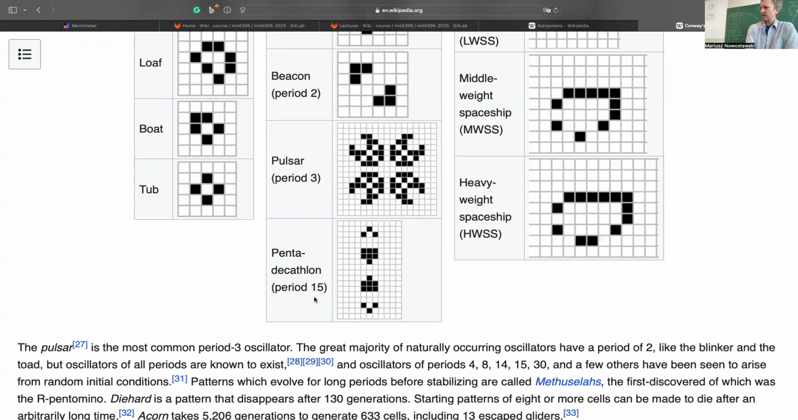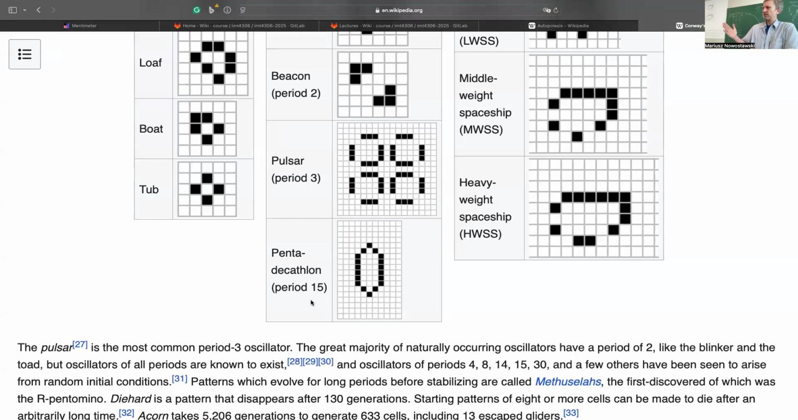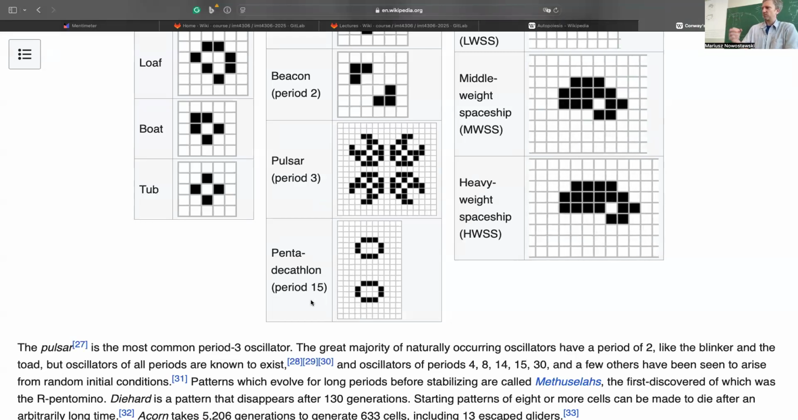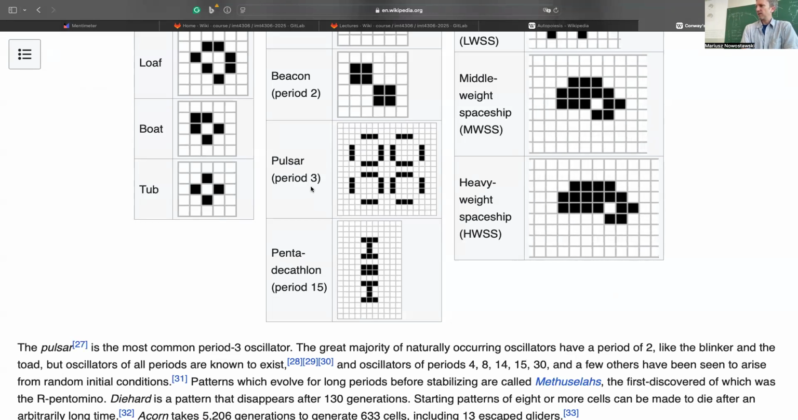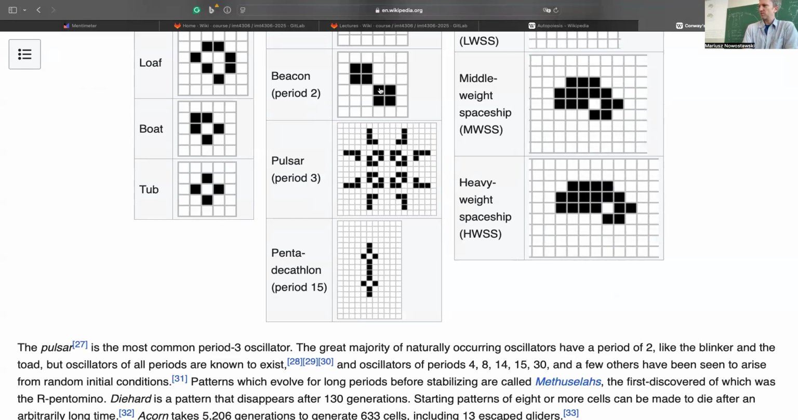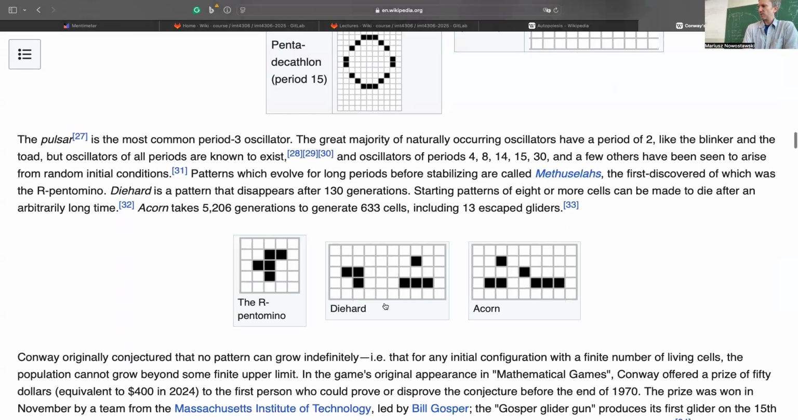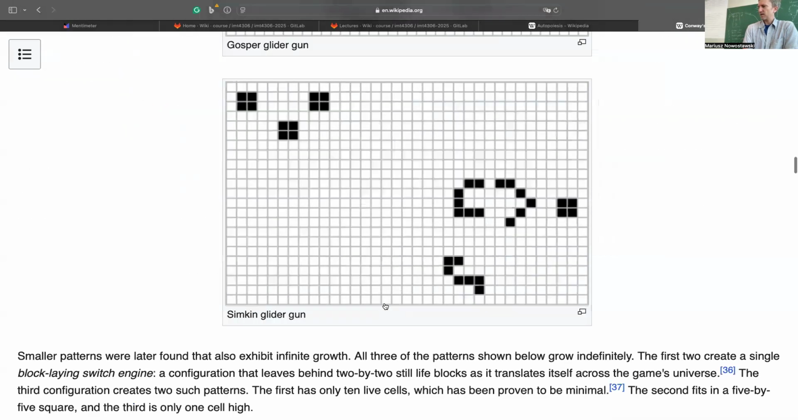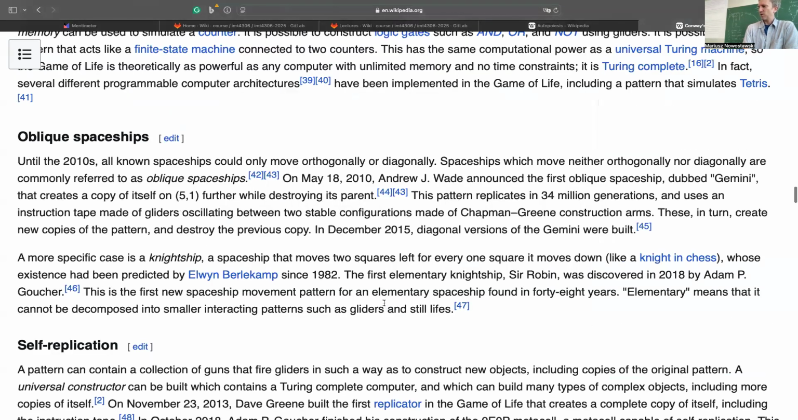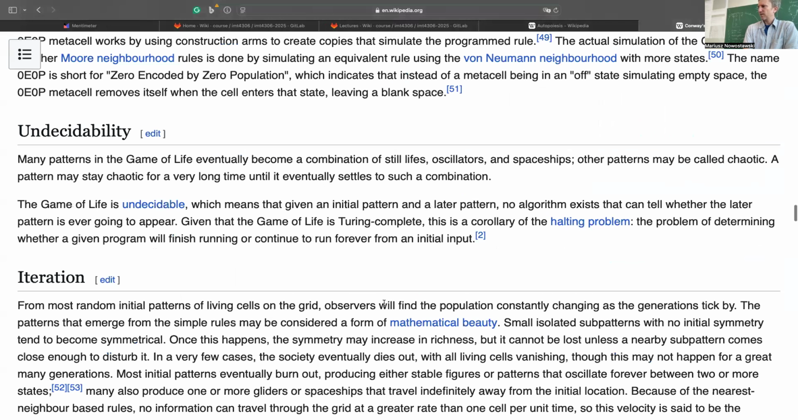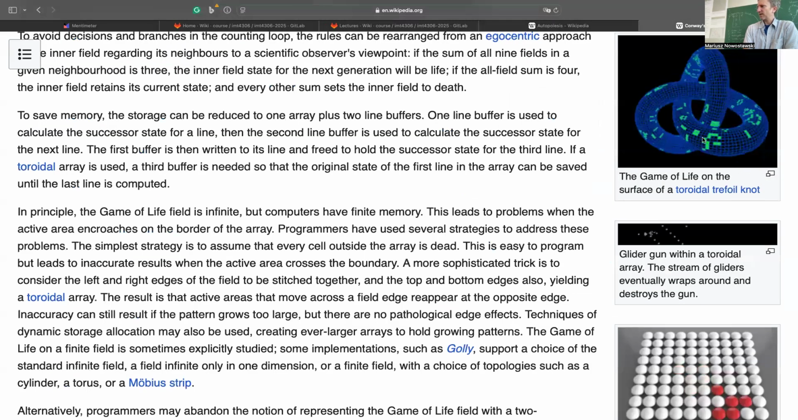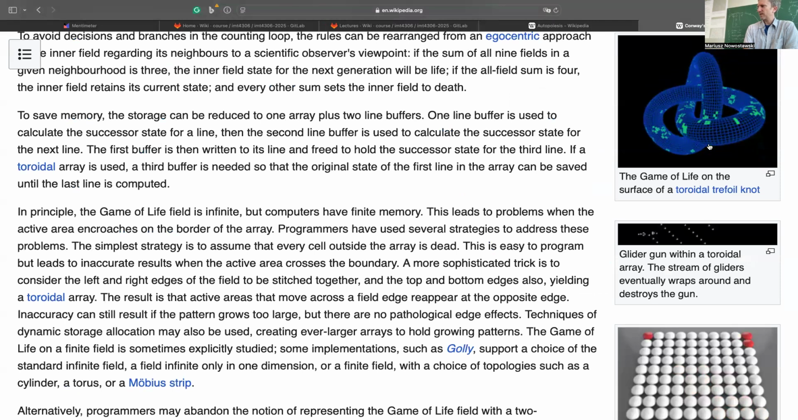So this one has a period of 15. So after 15 iterations, it comes back to the same state, right? This one has period 3, period 2, and so on. So there is a whole body of research which is investigating how they work.